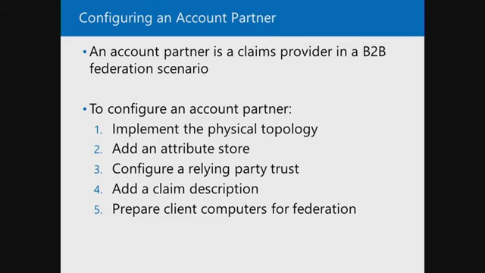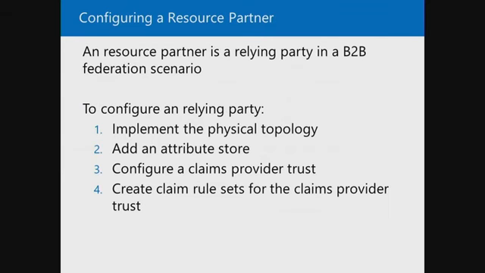And then an account partner is where you want to have the business-to-business relationship. That requires you to make sure that you have a physical topology between those two that you can understand, connect to, and configure in a secure fashion. That you have an attribute store in which you're going to store these attributes to identify what claims you are going to accept and deny. How to configure that relaying party trust for security between those two different systems, what certificate you're going to be using, a description to describe it for the administration console, and also how to prepare those computers for Federation.